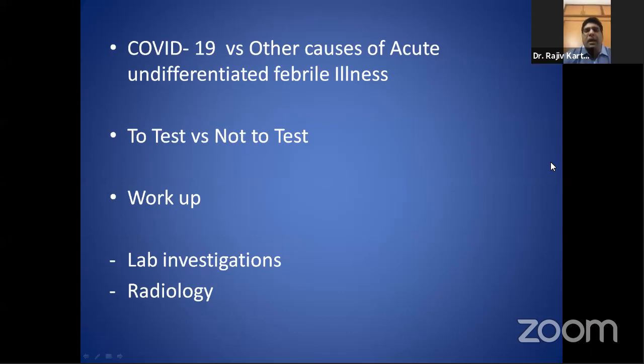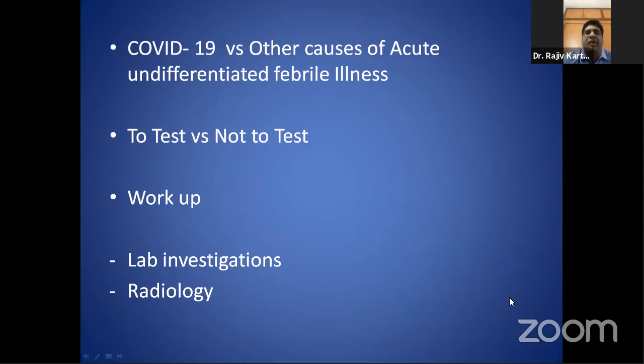So, a couple of things that I would like to point out through this case. One is we should not forget other causes of acute undifferentiated febrile illness. So, sepsis, bacteremias, malaria, and once the rainy season starts, we start seeing other causes of acute febrile illness like dengue. So, I do know that we are in a pandemic and COVID-19 can actually present in any way. But the point to learn here is that we should not forget other causes of acute undifferentiated febrile illness.